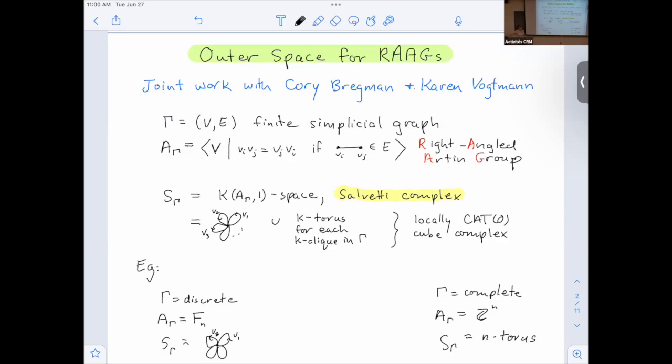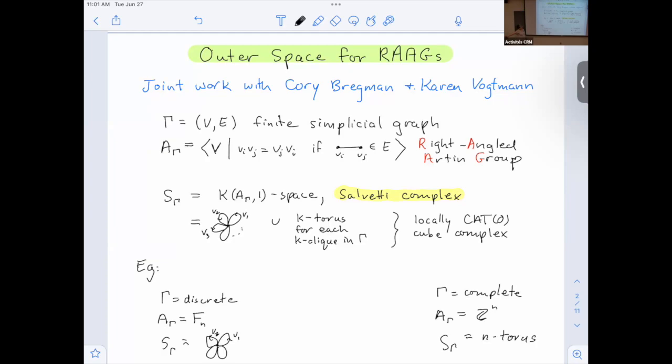So those of you who were here for my lectures last time, we started with graphs, but we labeled each edge with some natural number, and that determined what the relation looked like. Well, we don't bother to label this time because all our edge labels are twos, and all our relations are just commutator relations, s_i s_j equals s_j s_i. And the edges just tell us when there's a relation and when there's not. These are called right-angled Artin groups, and I'm not going to explain why they're called that, but if you want to ask me later, I can tell you.